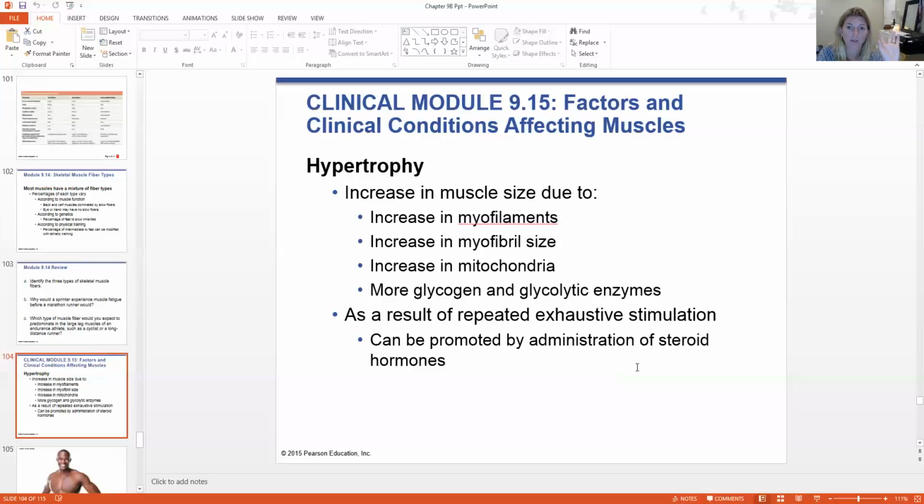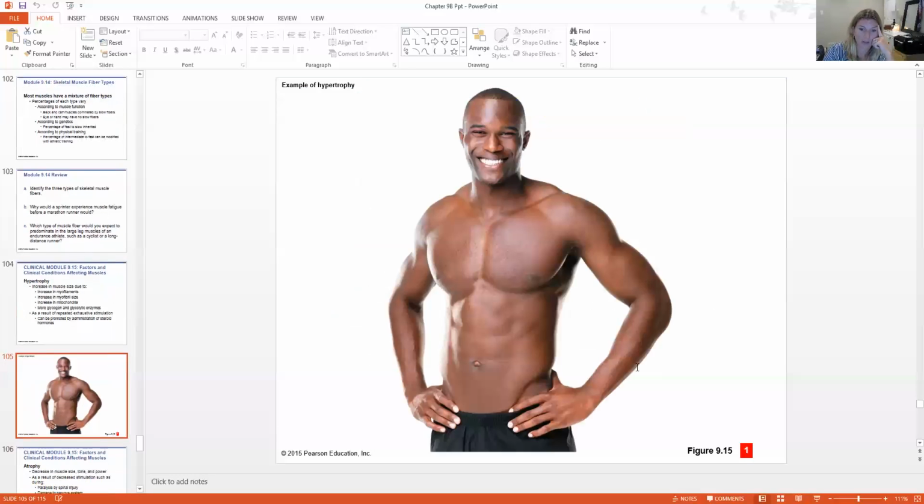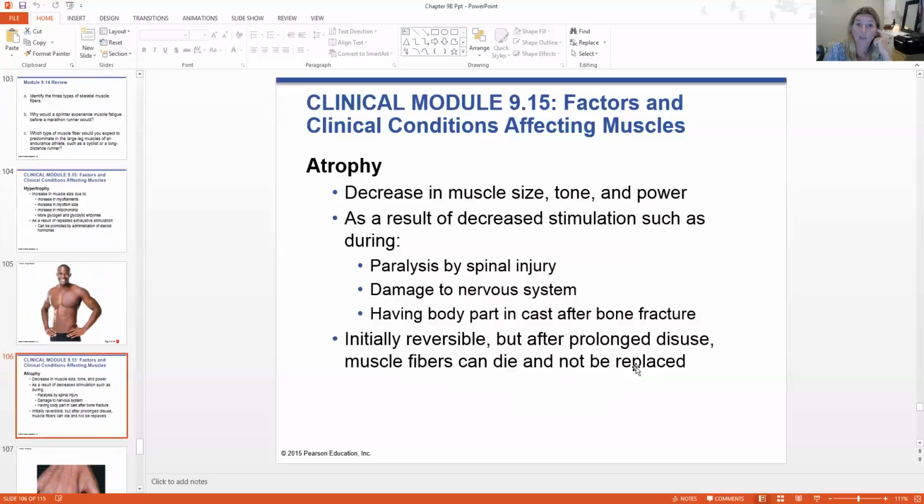Myofibrils, myofibers, filaments, etc., are getting bigger, not the actual muscle fibers. And you can. He has the same number of muscles as I do. I just don't look like that. All right, atrophy is the opposite.